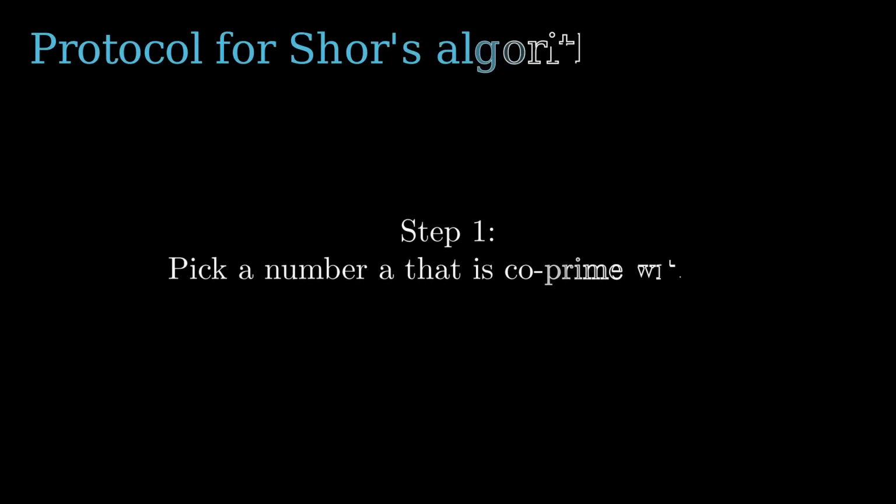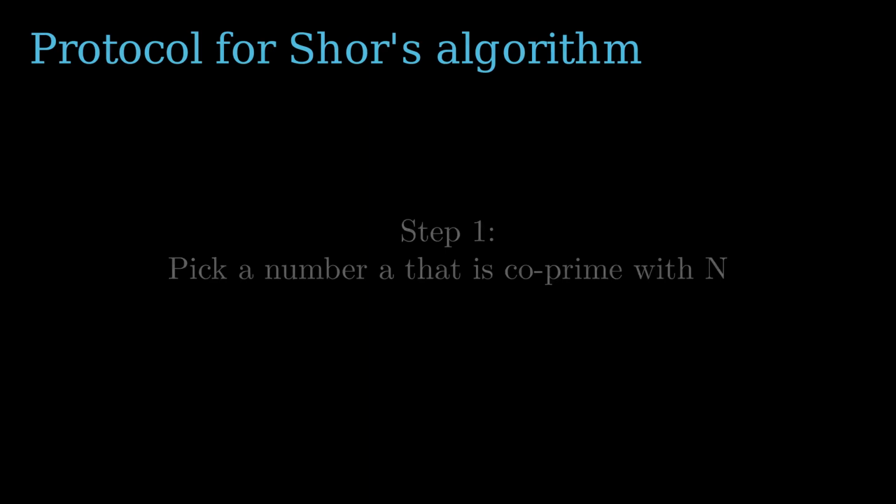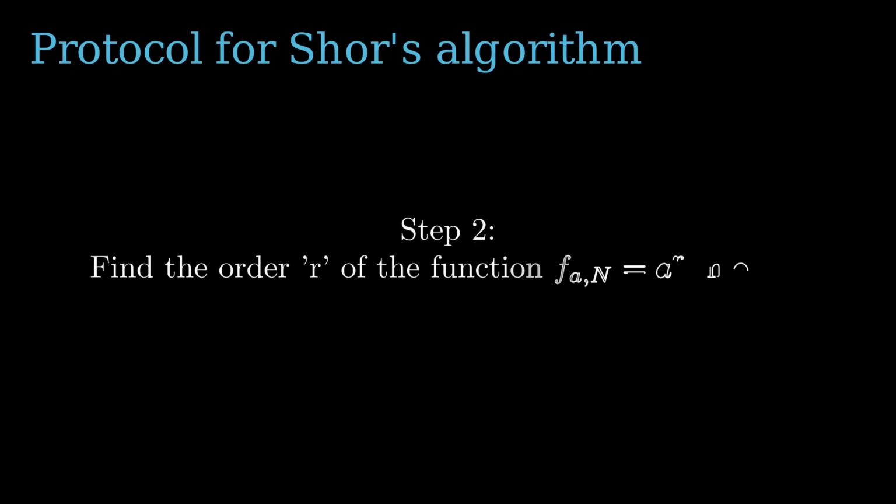Now we'll go over the protocol for Shor's algorithm. Step 1 is to pick a number a that is coprime with n. This means that a shares no common factors with n. Step 2 is to find the order r of the function f(x) equals a to the x mod n, which is the smallest r such that a to the r mod n is equal to 1.